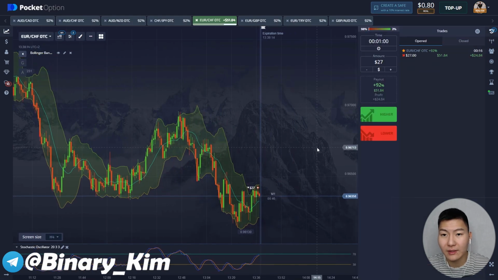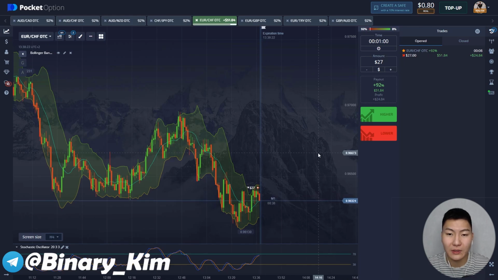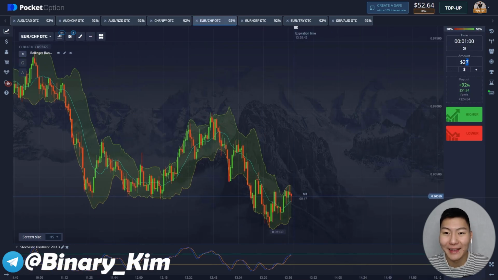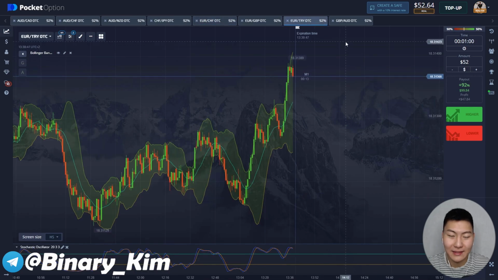And as you can see, the price started going down exactly as we expected. The candle has a long wick. It tells us that downward dynamics is expected. There are several seconds left, and the first position has closed in profit, guys. Let's update the trade amount and find the next currency pair.